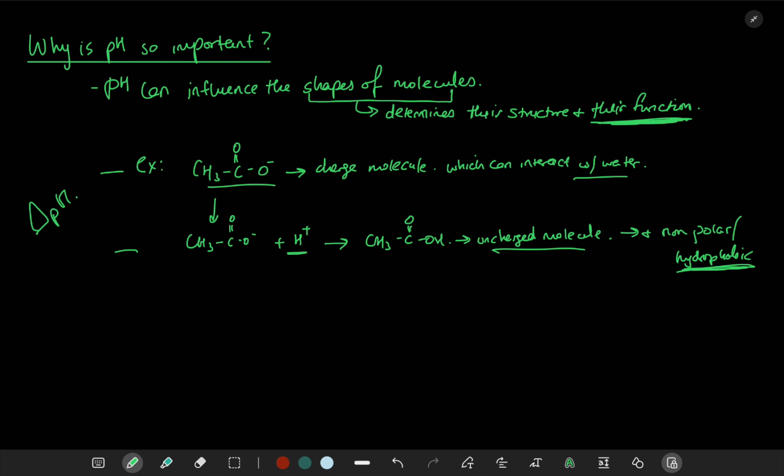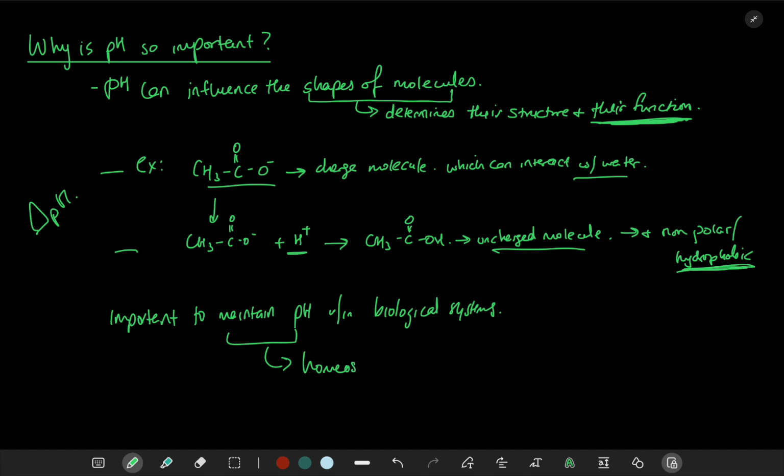And so, as you can see, pH is very important because it can alter shapes and structure, and consequently the function of biological molecules. And so the big takeaway is that it's very important for biological systems to maintain pH within a certain range, right? So it's very important to maintain pH within biological systems because fluctuations can alter the shapes of molecules and consequently their function, or their ability to function as they normally would. And again, this maintenance of pH is a form of homeostasis.